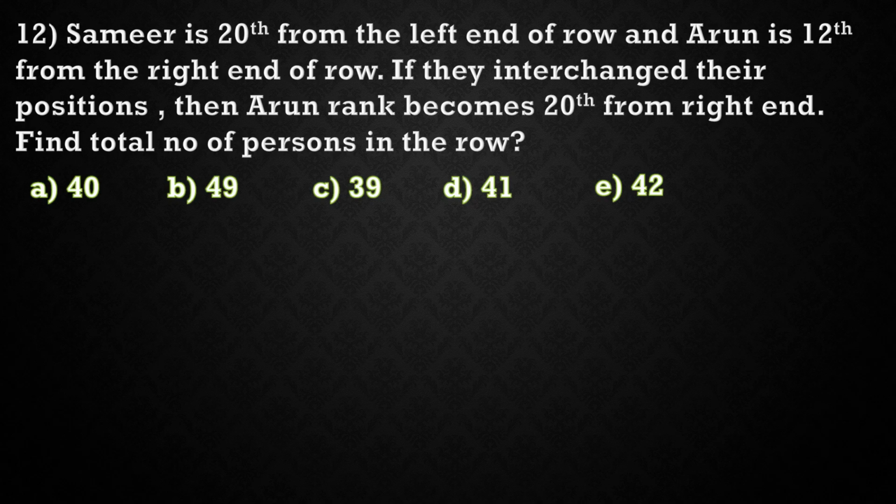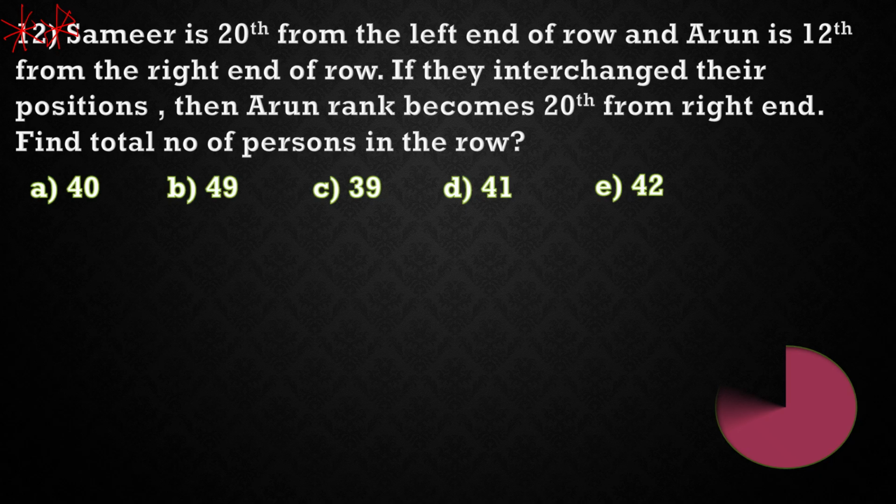12th question on your screen and your time starts now. Mark this as a very important question because this question is of interchange of position. So this is very important. From now onwards, we will solve interchange of positions questions. Here what is asked? Find the total number of persons in the row.